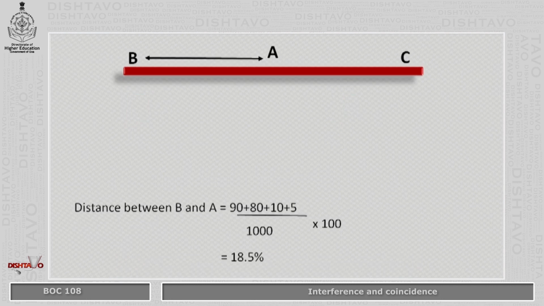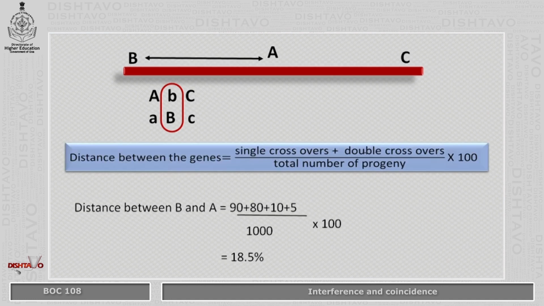The next step is to determine the distance between the genes B and A. We consider the relevant single crossovers here, and we use the formula: distance between genes is equal to single crossovers plus double crossovers divided by the total number of progeny, multiplied by 100. We get the values as 90 plus 80 from the single crossovers, adding to the double crossovers, that is 10 plus 5, divided by 1000 multiplied by 100. We get the value 18.5%.